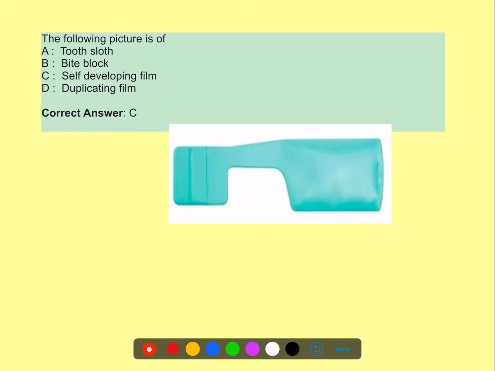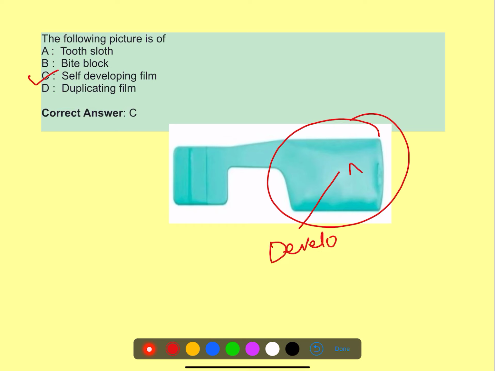The following picture looks like a tooth slot, but it is not a tooth slot. It is a self-developing film, and in this film you'll have both developer and fixer. So first you have to expose, and then you have to take that into the dark room, and you have to remove the packet of developer. Then after 15 seconds again you have to remove the packet of fixer. So finally the film will be developed inside the film packet only.